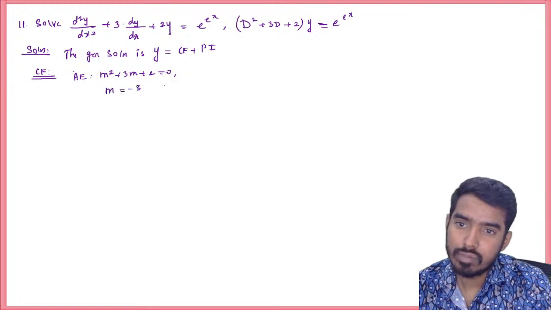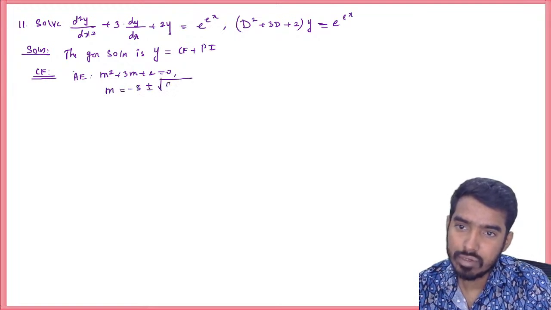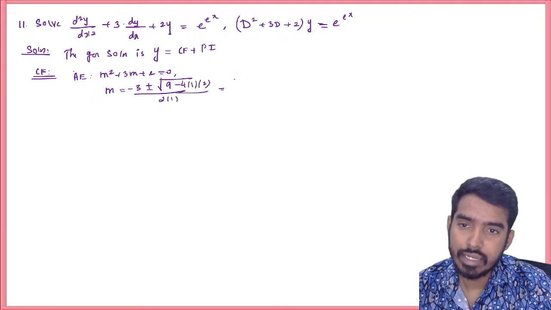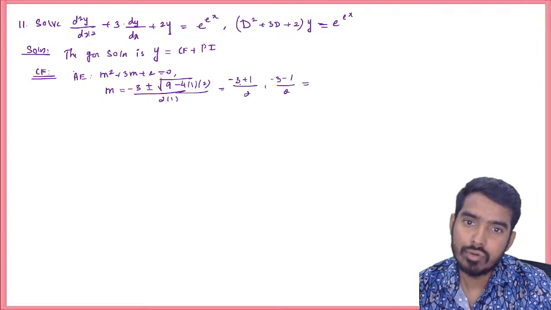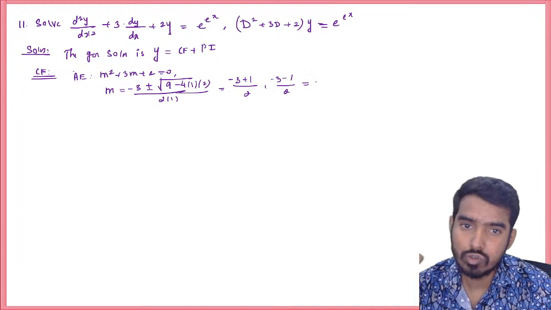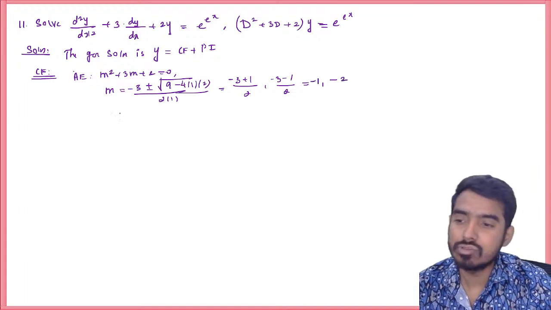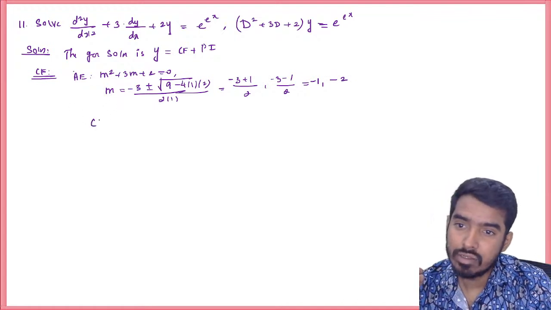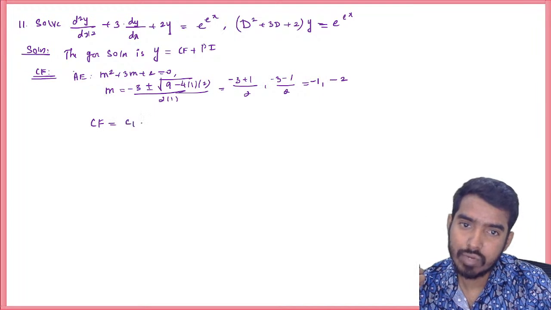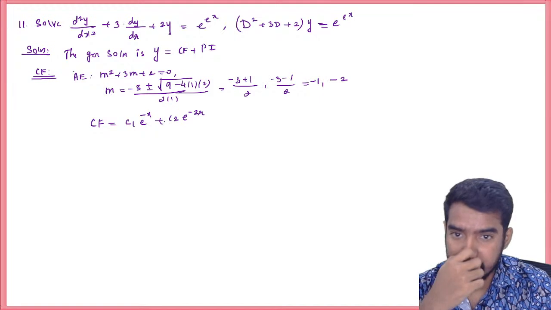So m is equal to minus b plus or minus root of b square minus 4ac divided by 2a. This will be 9 minus 8, which is 1. So minus 3 plus 1 by 2, minus 3 minus 1 by 2. Minus 3 plus 1 is minus 2, minus 2 by 2 is minus 1. Then minus 4 by 2, which is minus 2. The roots are real and distinct. Therefore, your characteristic function is c1 e power minus x plus c2 e power minus 2x.